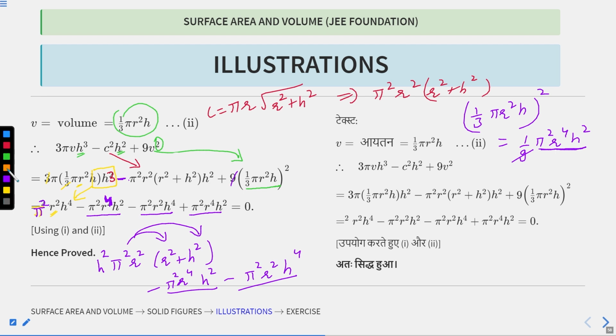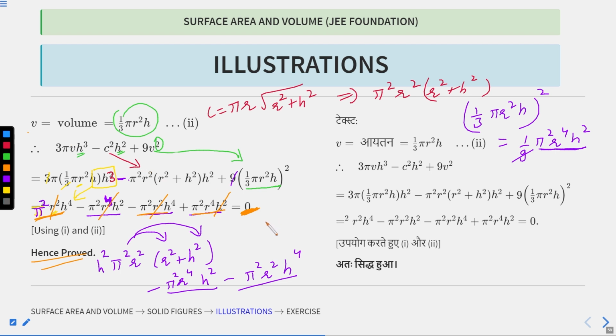Now try to see that here we have pi square r power 4 h square, and here we have the same term but with the opposite sign. So this will get cancelled, and the term pi square r square h power 4 is the same as this term but opposite in sign. So this will also get cancelled. We will be left with only 0. So the proof is now done. I hope the proof we did is clear to you. We just used the formulas, nothing else.